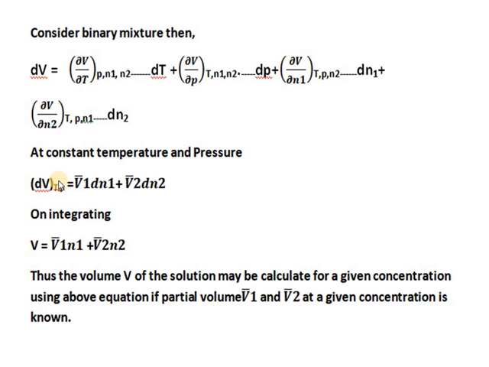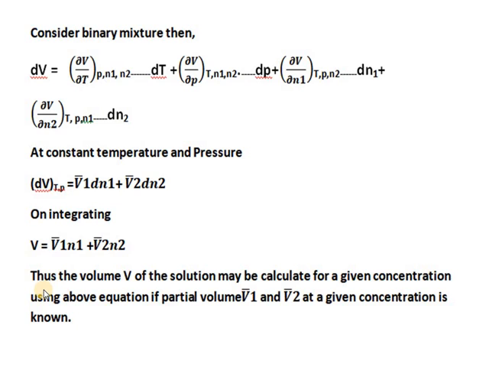Then this equation becomes dV at constant temperature and pressure is equal to V1 bar dn1 plus V2 bar dn2. Integrating this equation, we get V is equal to V1 bar n1 plus V2 bar n2.